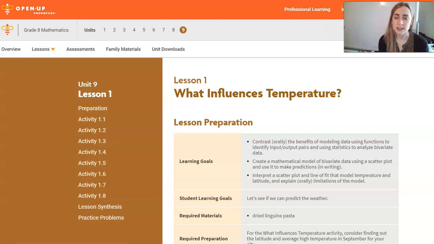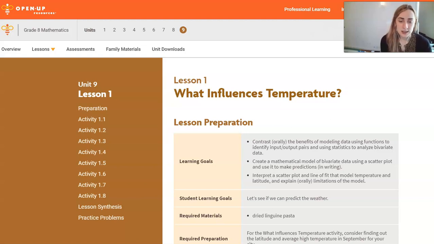I'm an 8th grade math teacher, and this video is going to cover Unit 9, Project Number 1, What Influences Temperature? So the goal for this project, and there's another project I'll do a video for that's about tessellation, the goal for these two projects in Unit 9 at the end of Open Resources 8th grade curriculum is to have students apply what they learned throughout the year into a larger project.